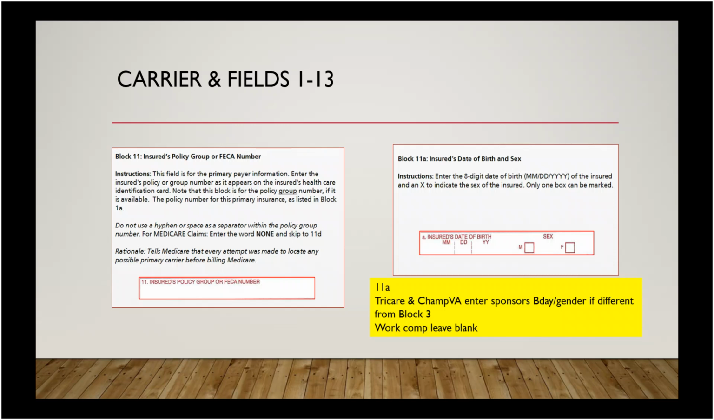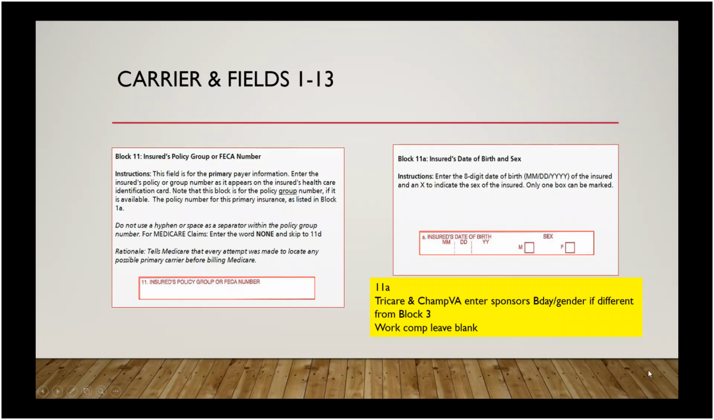11A is the insured's date of birth and sex. Again, make sure you enter the complete date of birth. Even though it only has two digits for the year, you're actually entering four. An X indicates the sex of the insured. Only one box can be marked. For TRICARE and CHAMPVA, enter your sponsor's birthday and gender if different from block 3. The sponsor is the person that actually carries the insurance, so it's your beneficiary, your insured. And for workers' comp, you're going to leave this one blank.